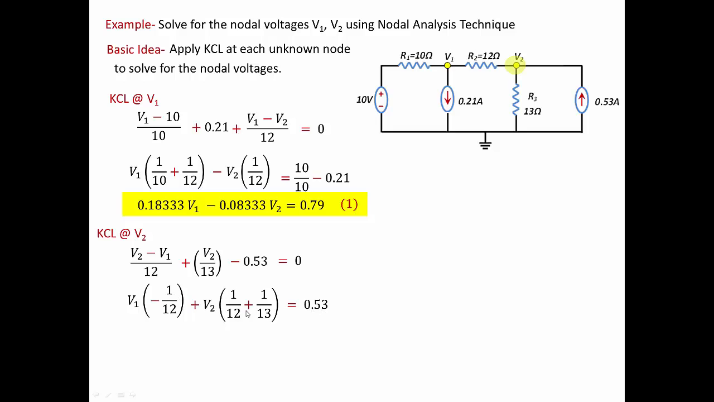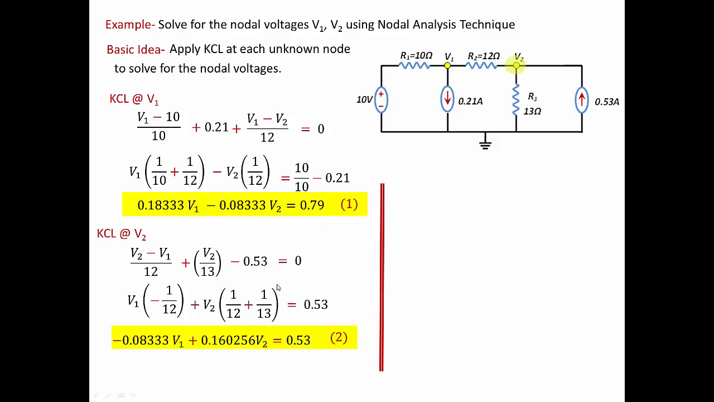And when we clean this equation, what we're going to have is negative 0.08333 times V1 minus 0.160256 V2 will equal 0.53. This is the second equation, of the second node. So now we have two equations, two unknowns.